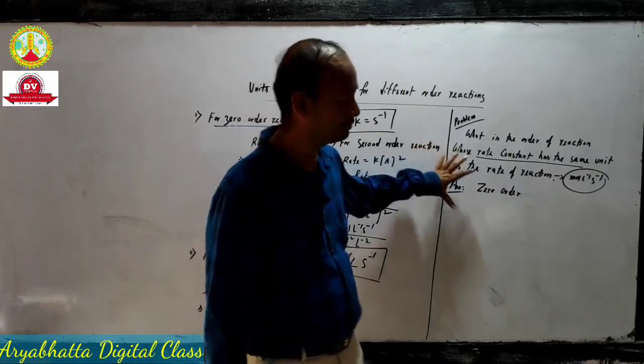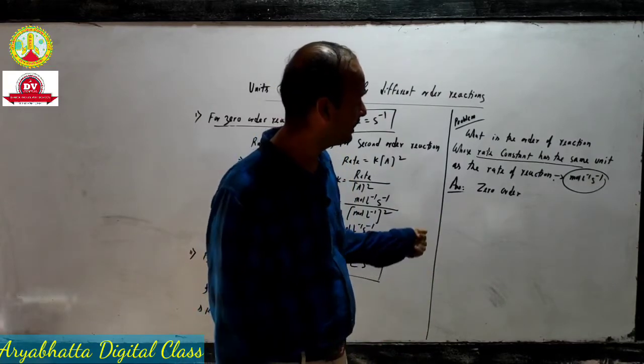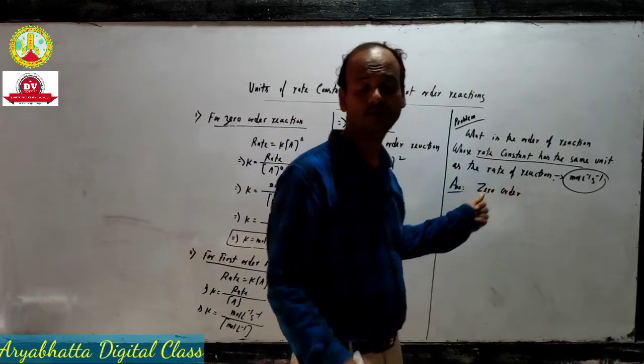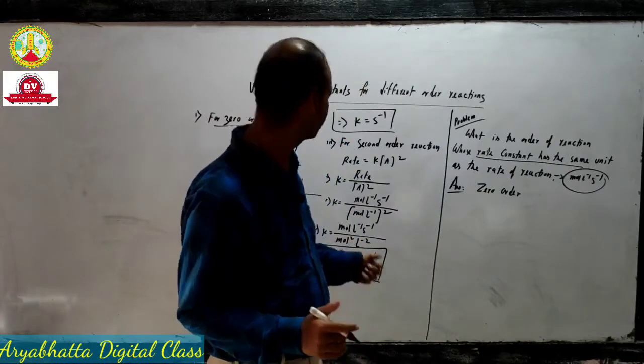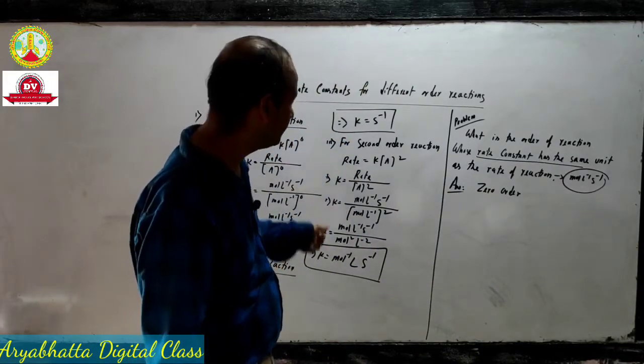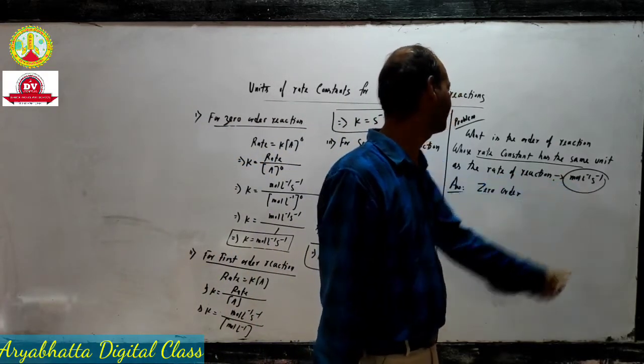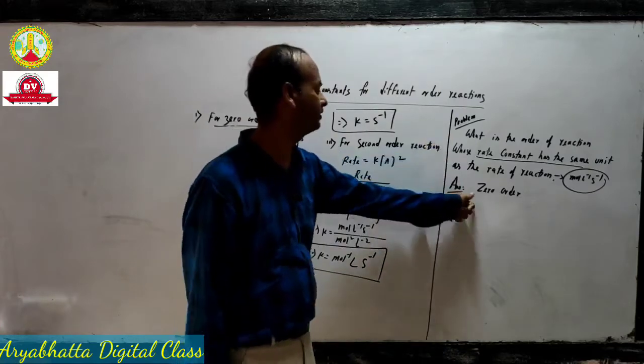This means that in zero order reaction the unit of rate constant is equal to the unit of rate of reaction. The unit of rate constant for zero order is mole liter inverse second inverse, and the unit of rate is also the same. Look, this is the unit of rate of reaction, mole liter inverse second inverse. So the answer will be zero order.